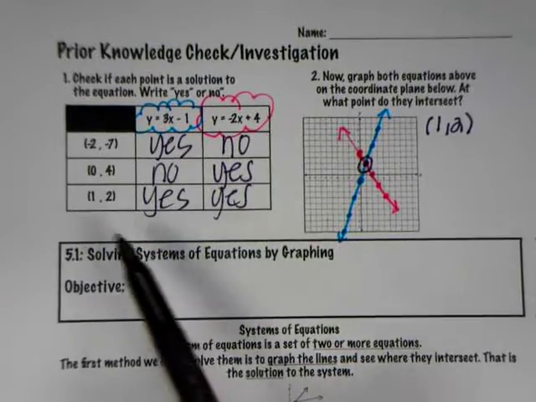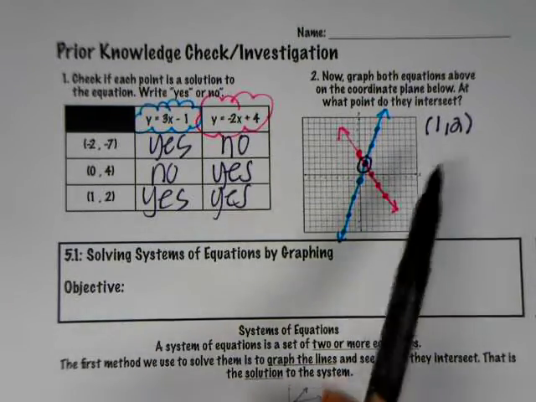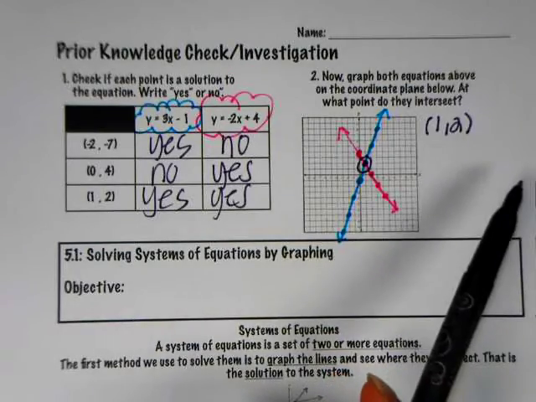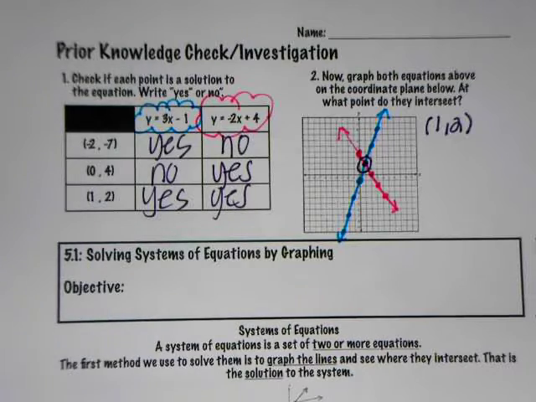So what was the only point here that was on both lines? 1, 2. And where did these cross? 1, 2, right? So that's the only way that a point can be on both lines, if the two lines are crossing at that point. Does that make sense? Okay. So that's going to be the only point where you're going to get a yes, yes, that one single point where it crosses.